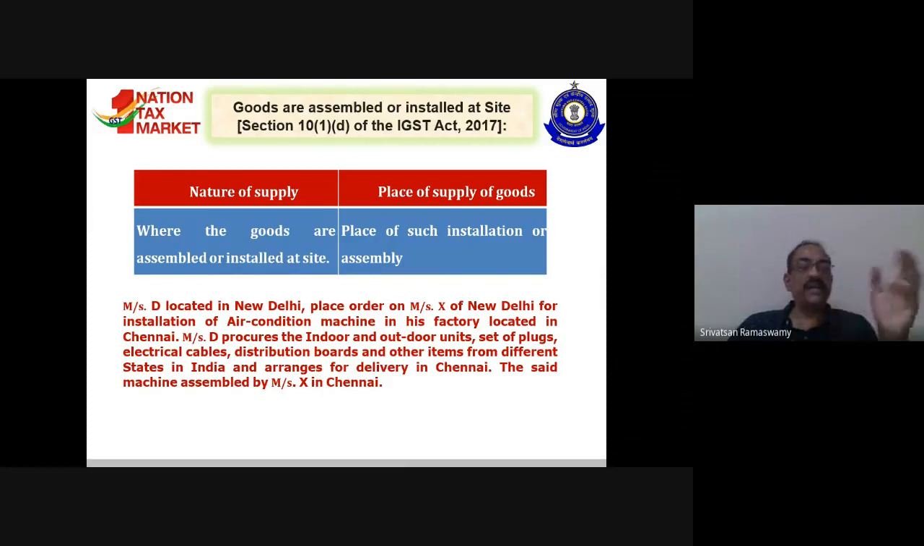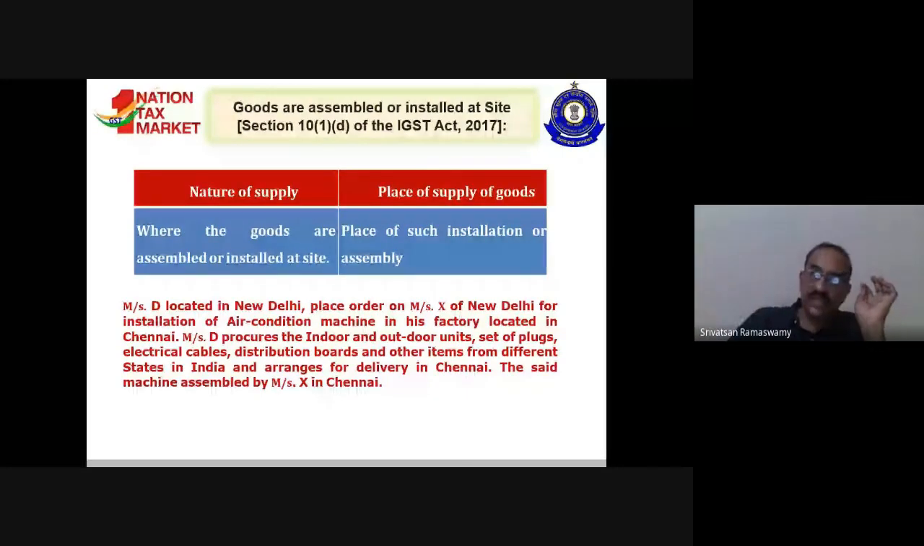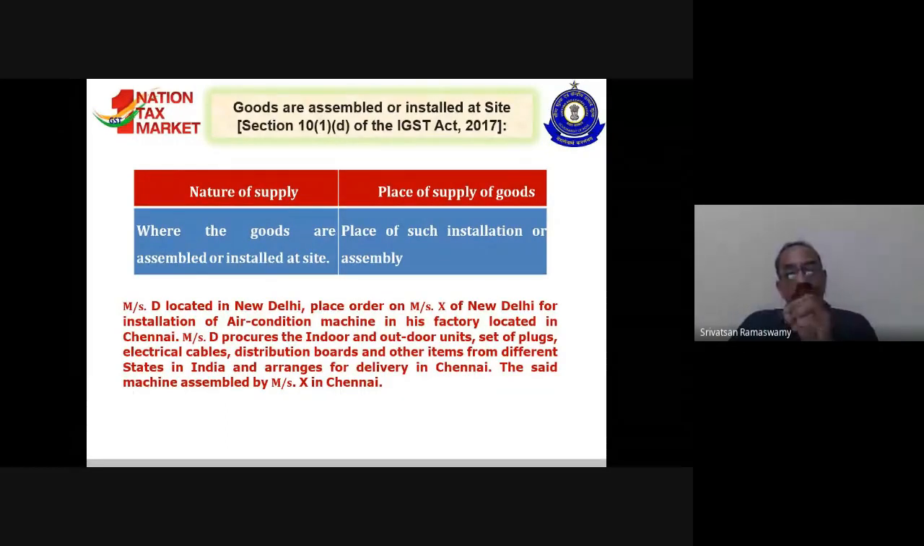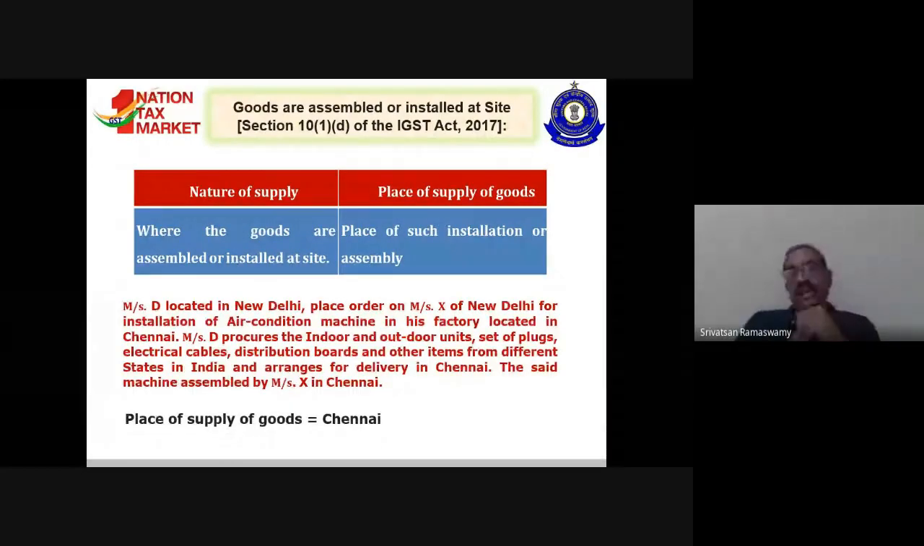The recipient of supply D is also in Delhi, but his factory is in Chennai, where he wants to install air conditioning machinery. So D procures all the units that are required, and the machine is ultimately assembled by X in Chennai. So here the supplier is in Delhi, the recipient is also in Delhi, but the services are rendered in Chennai by way of installation. According to the condition, if it is with reference to installation of plant or machinery, the location where it is installed will decide the place of supply. So here the place of supply is actually Chennai.